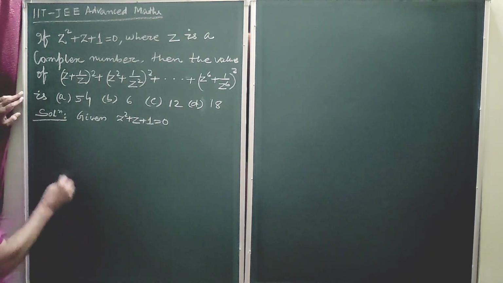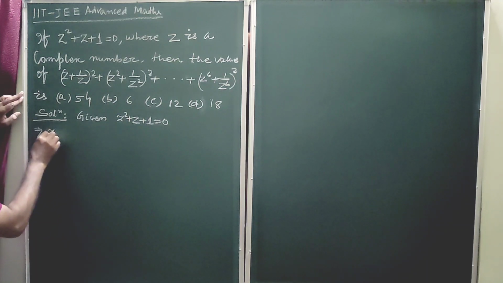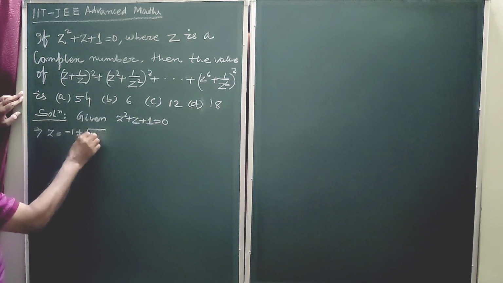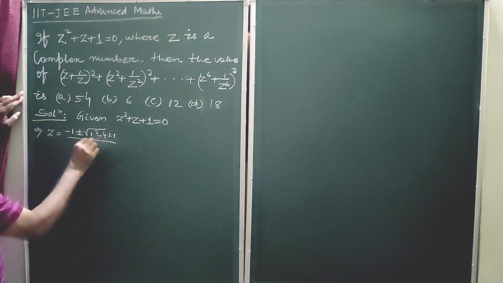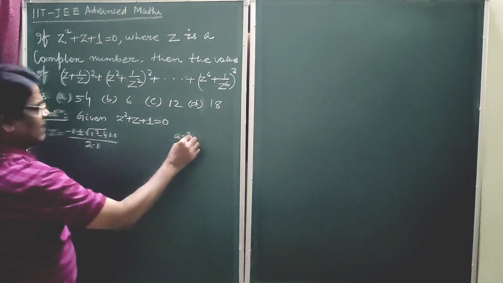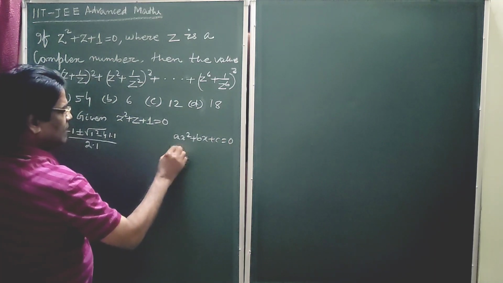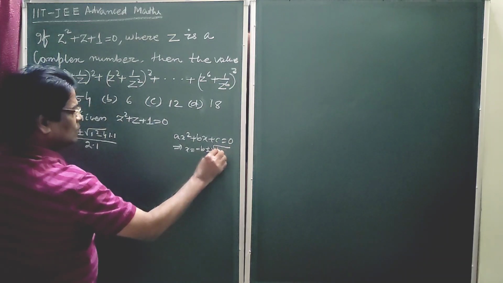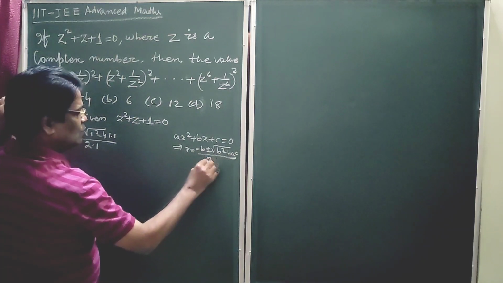Given z square plus z plus 1 is equal to 0, this implies z is equal to minus 1 plus minus root over of 1 square minus 4 into 1 into 1 by 2 into 1. Because ax square plus bx plus c is equal to 0 implies x is equal to minus b plus minus root over of b square minus 4ac divided by 2a.